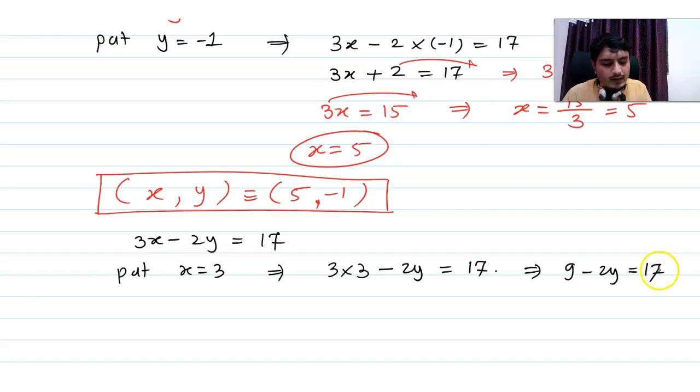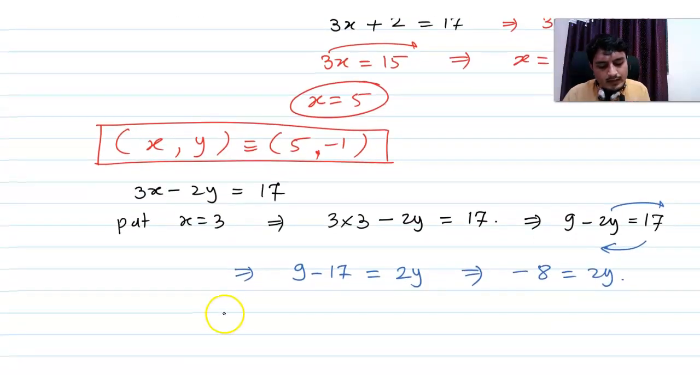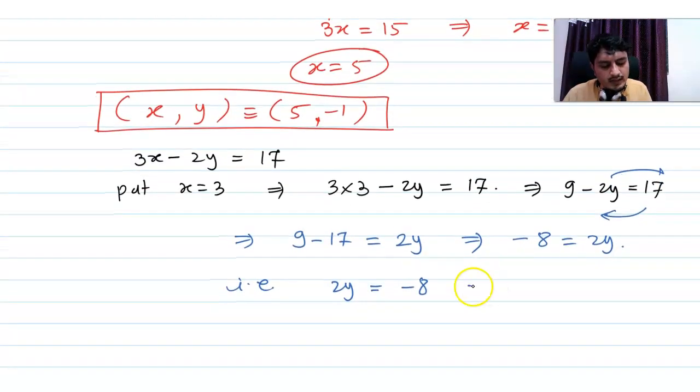To evaluate the value of variable y, what shall we do? Shift minus 2y from LHS to RHS and simultaneously 17 from RHS to LHS. So we are getting 9 minus 17 is equal to positive 2y. Plus 17 becomes minus 17, minus 2y becomes plus 2y. So 9 minus 17 is minus 8, which is equal to 2y. We are interchanging the LHS and RHS, so no need to change the sign. Now shift the 2. y is equal to minus 8 by 2, which is minus 4.